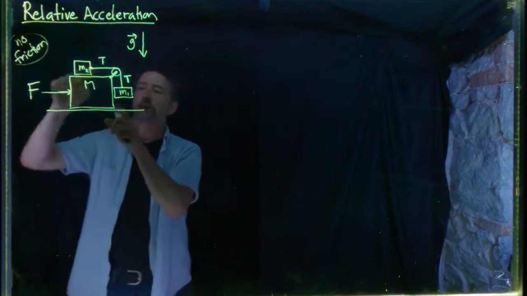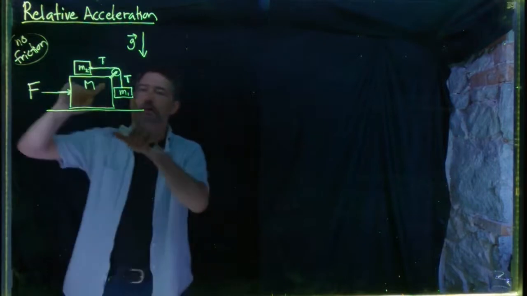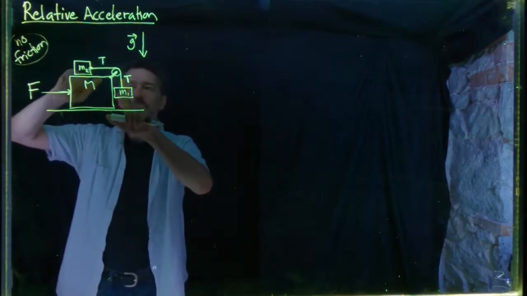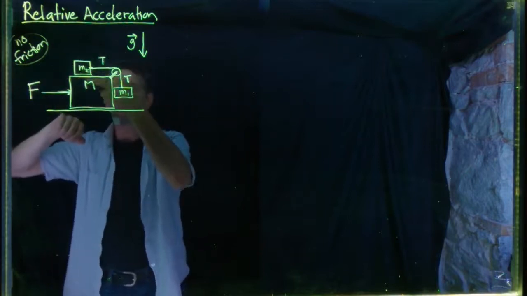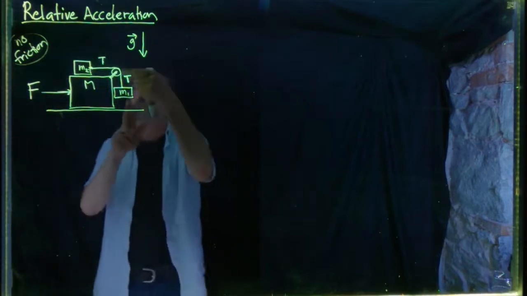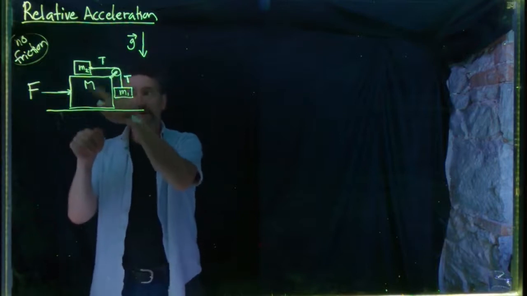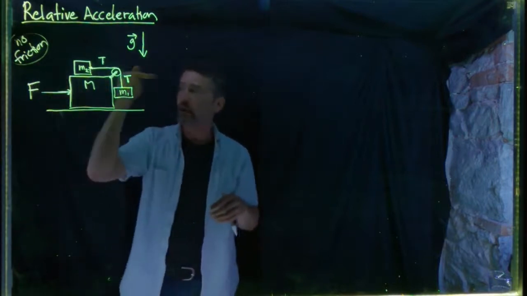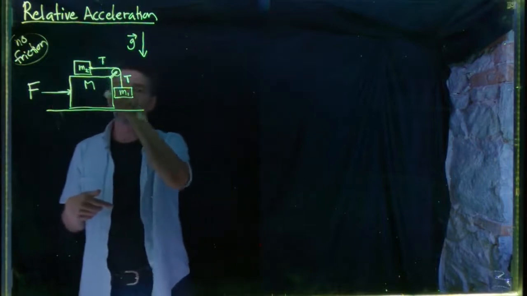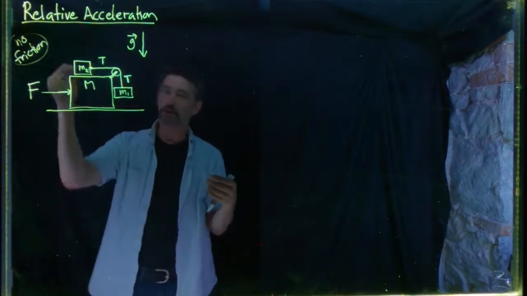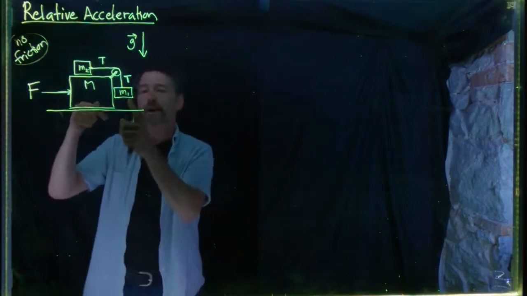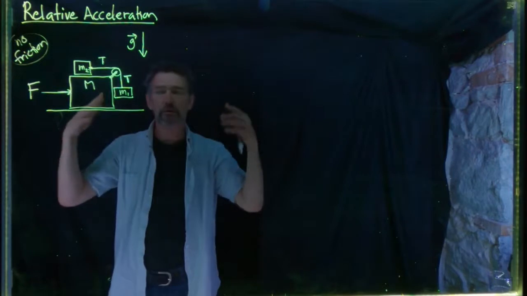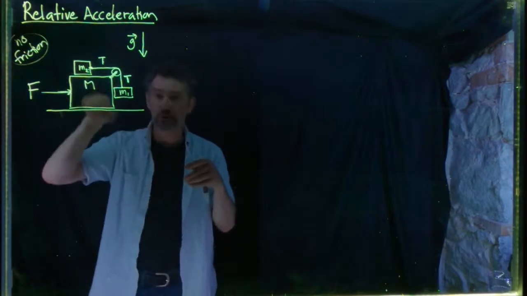If you push really hard on big M, then M1 is going to accelerate up, and M2 will accelerate back, but it'll accelerate back relative to big M. It's still always accelerating to the right because the only force on it is to the right. So if it's going to accelerate at all, it's going to be to the right. It's just that when M1 is accelerating up and M2 is accelerating back, that's an acceleration relative to big M.